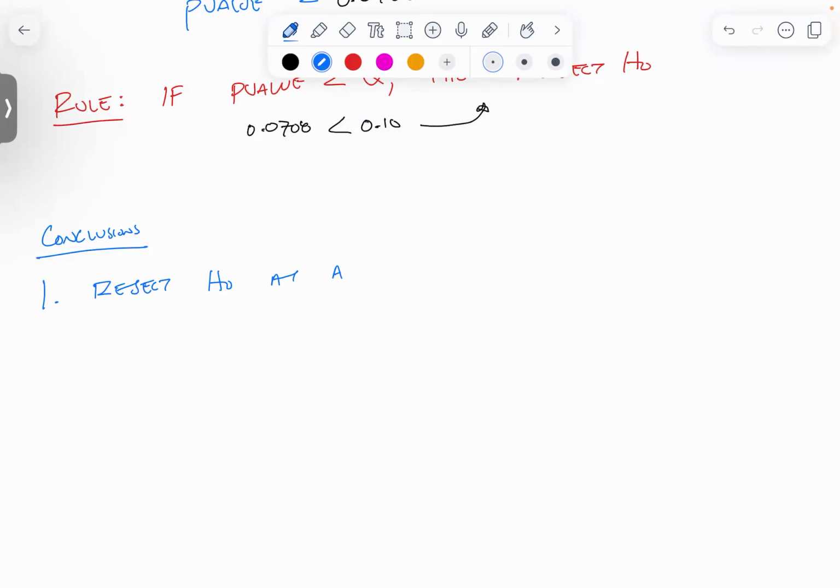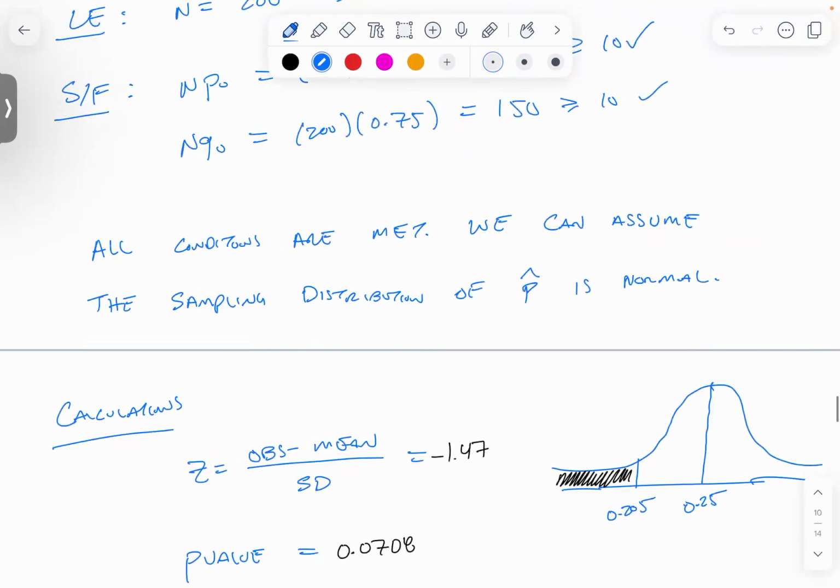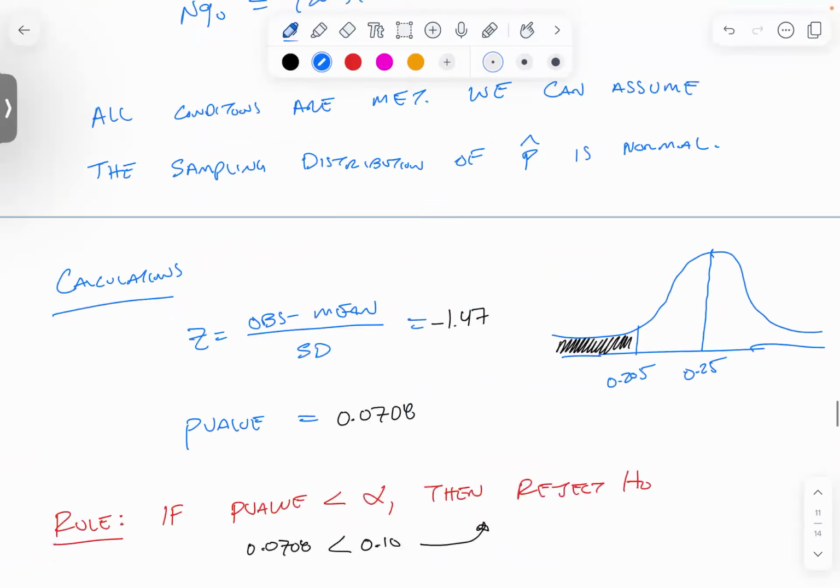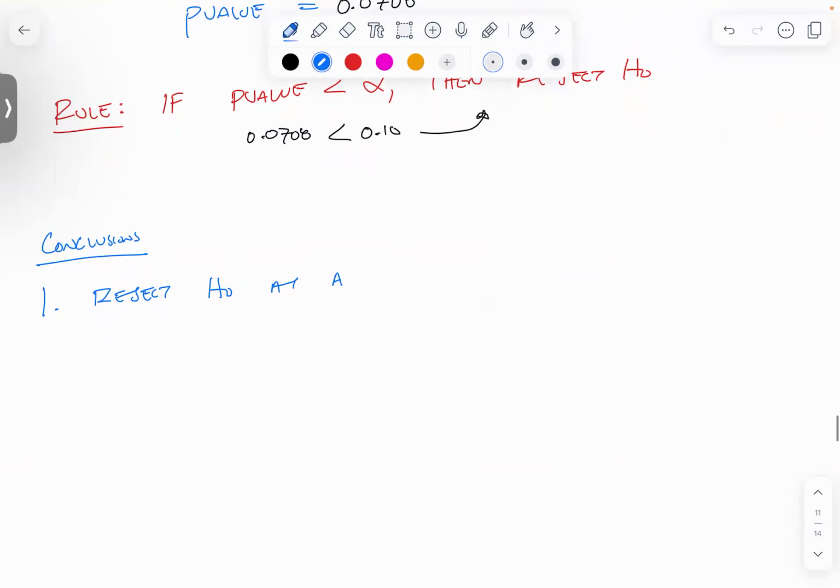Now, here's the other big thing. Always state your significance level. We saw above that different significance levels result in different decisions. Fail to reject at 1%, reject at 5%. So that's why we always state our significance level. Reject H0 at a 10% significance level. If we were doing a 5% here, we would have failed to reject. So it's important to understand what significance level results in what decision.